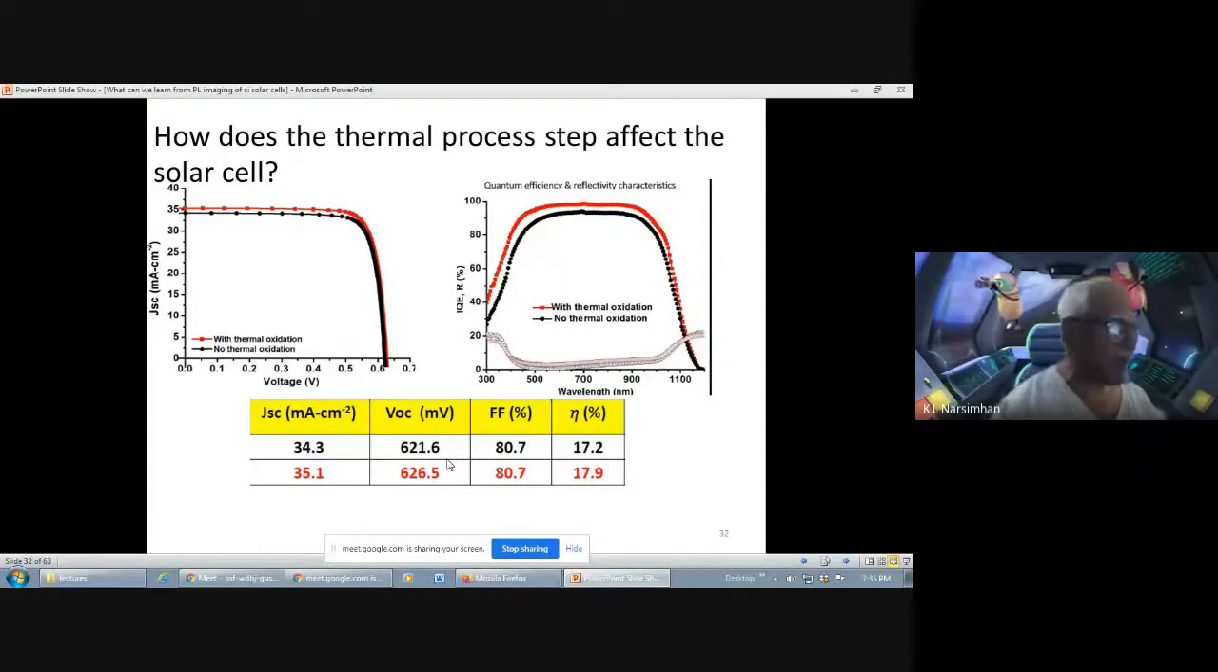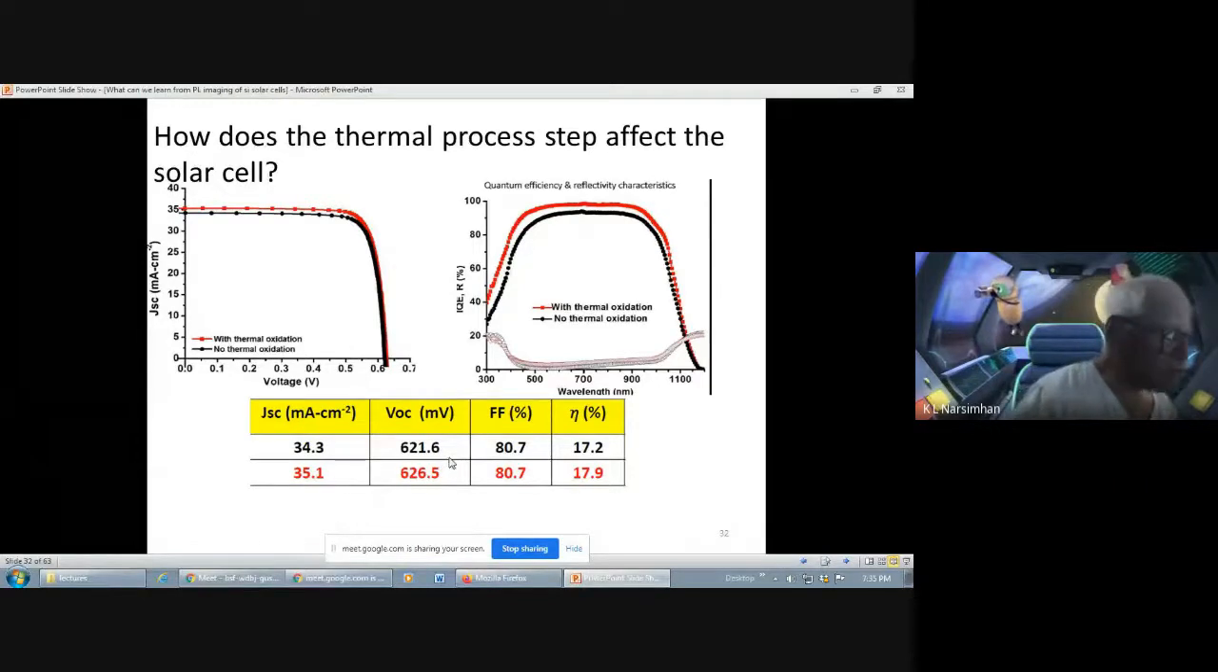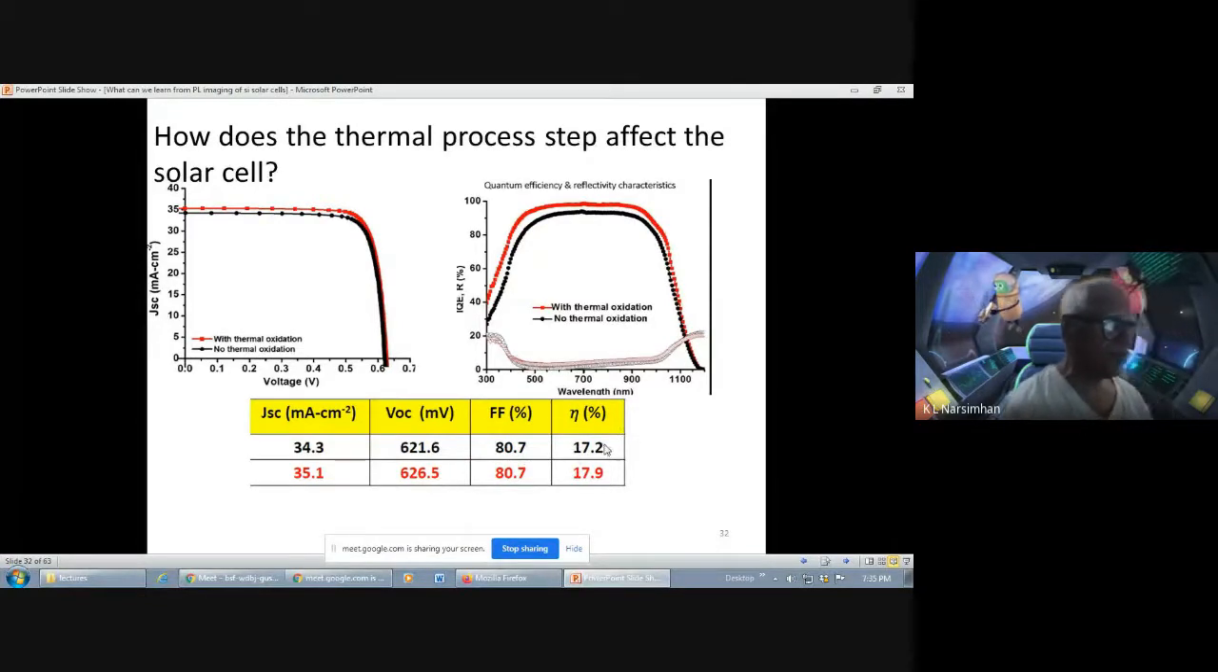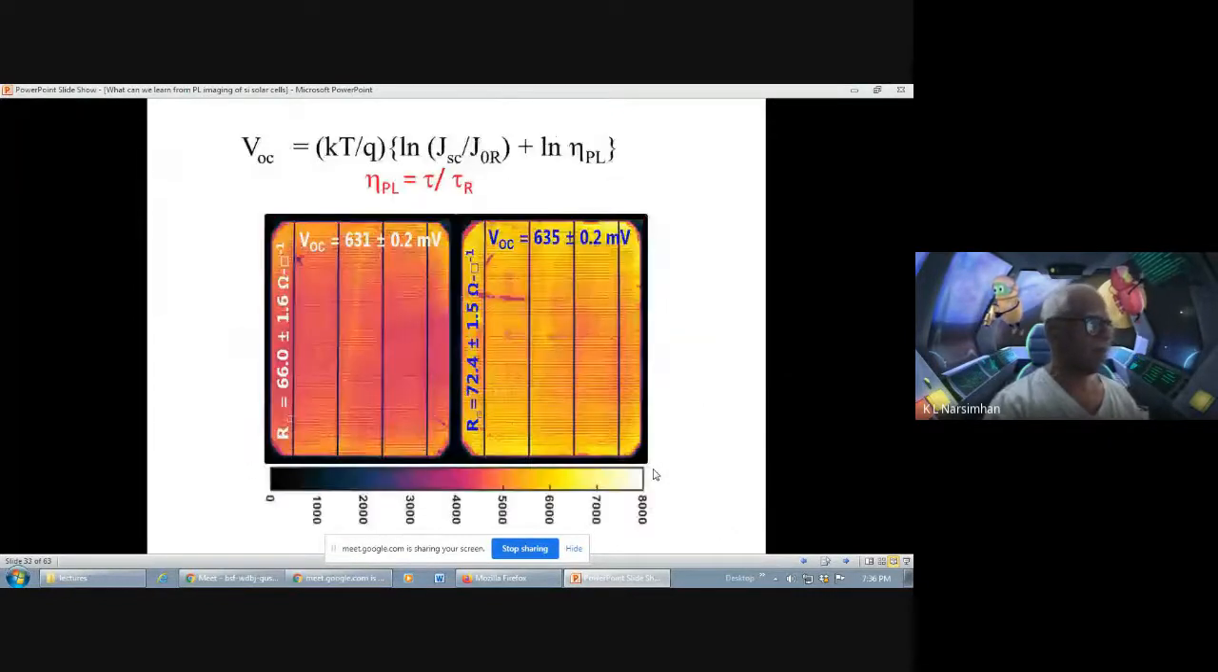And you may think 5 millivolt is small. In this business, when you are competing for every millivolt, this is quite large. Of course, these days we get some 640 millivolt or so by tuning these processes. But look at the efficiency, it jumped from 17.2 to 17.9. So this is very important. So the luminescence imaging helped us understand and optimize the process.